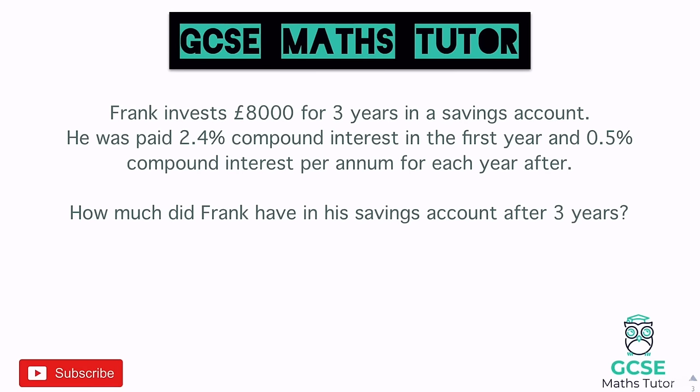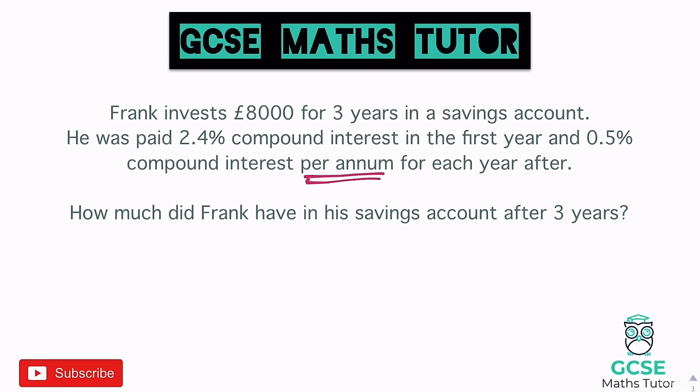Okay, so Frank invests £8,000 for 3 years in a savings account. He's paid 2.4% compound interest in the first year and 0.5% compound interest per annum for each year after. And that word per annum again just means per year. How much did Frank have in his savings account after 3 years?